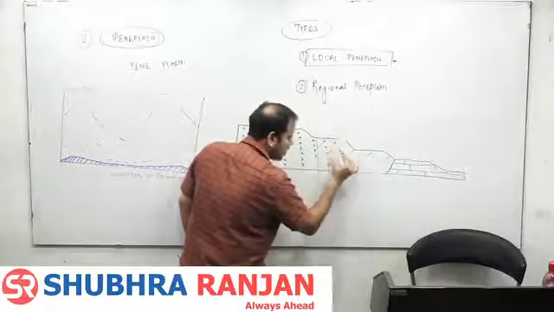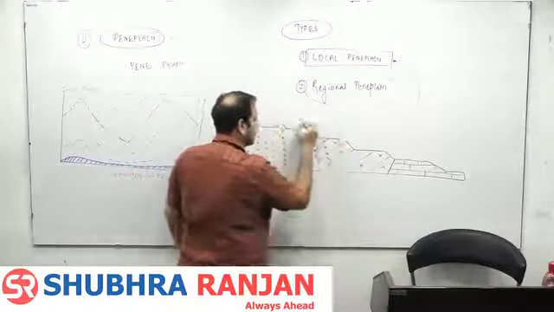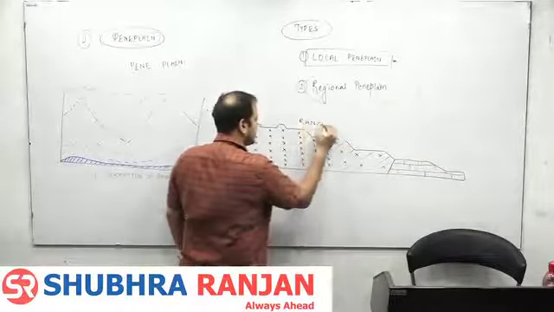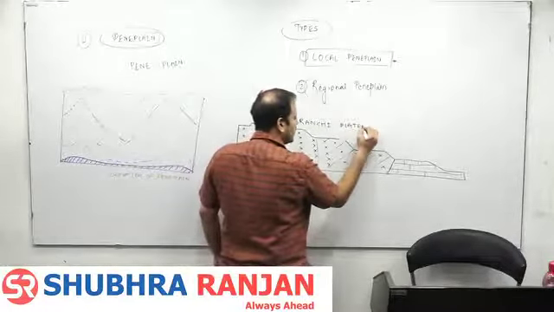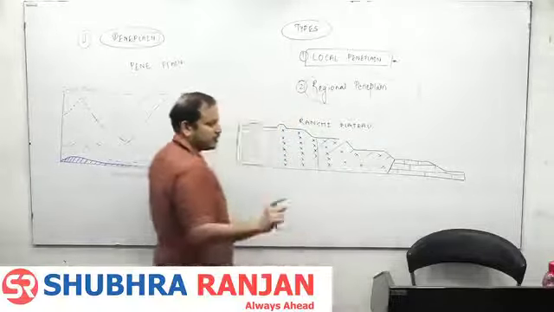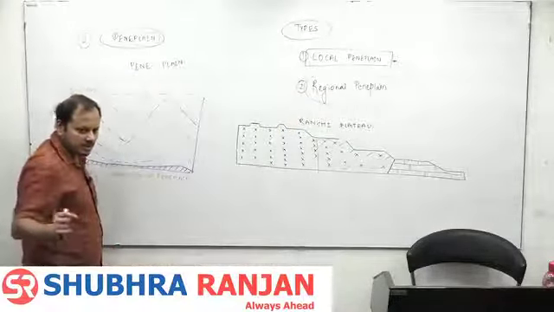रांची प्लाटू मतलब छोटा नागपुर प्लाटू का एक पार्ट. छोटा नागपुर प्लाटू इज डिवाइडेड इनटू टू पार्ट्स, हजारीबाग प्लाटू एंड रांची प्लाटू.